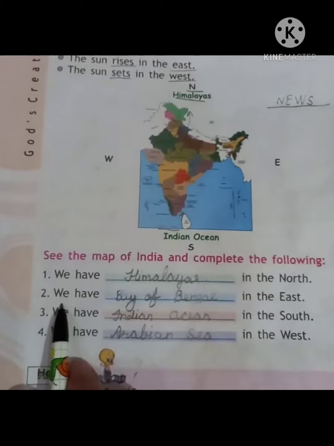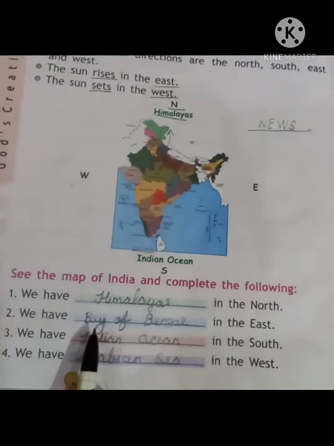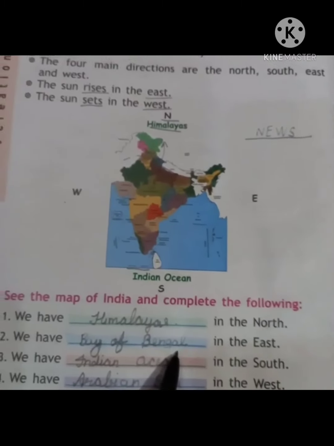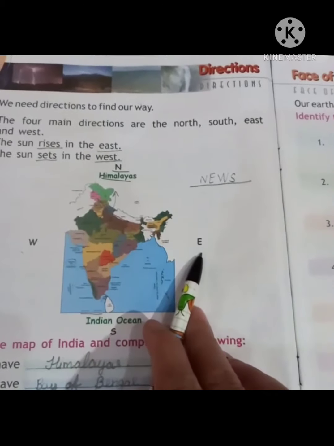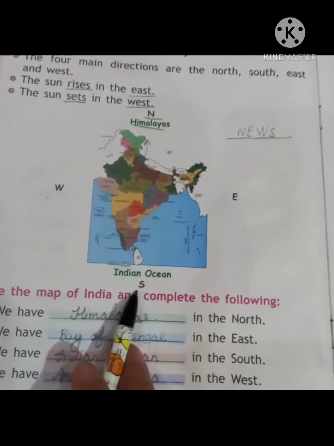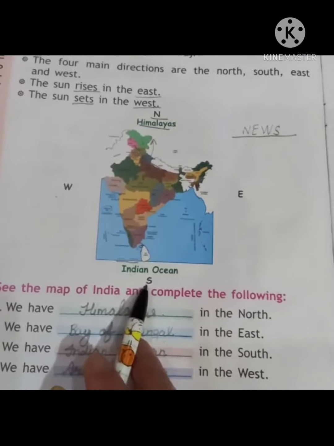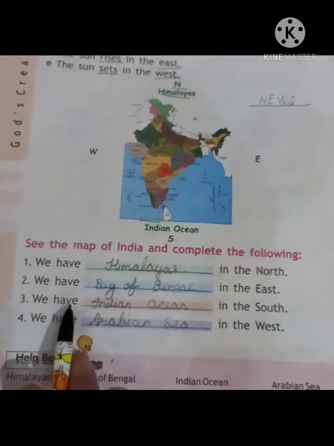Now the next is we have in the east. Now my dear students, see Bay of Bengal. We see Bay of Bengal in the east. Now the third one is we have Indian Ocean in the south, where you can see here Indian Ocean and S for south. So in the direction of south we see Indian Ocean. So we will fill it like that. We have Indian Ocean in the south.